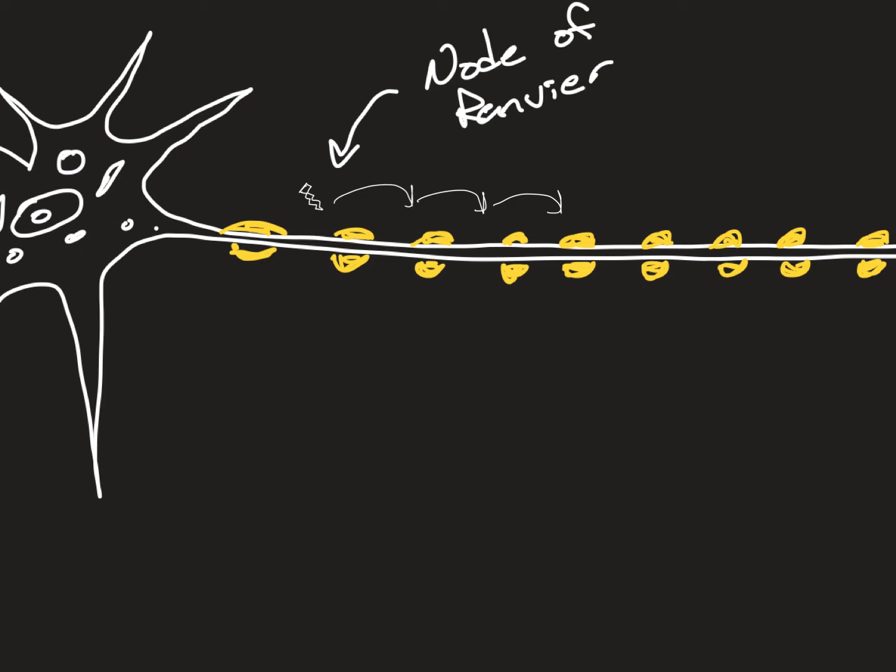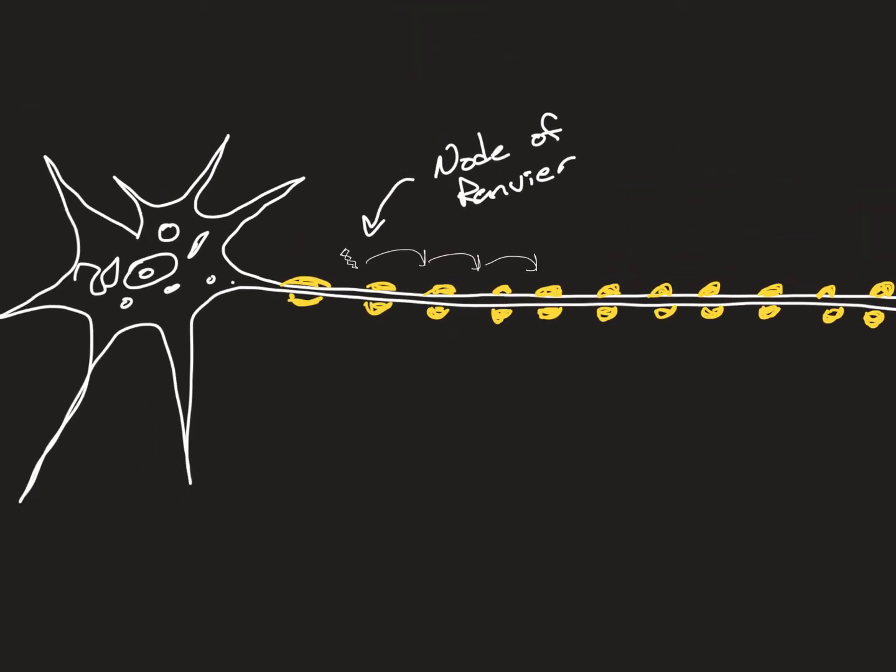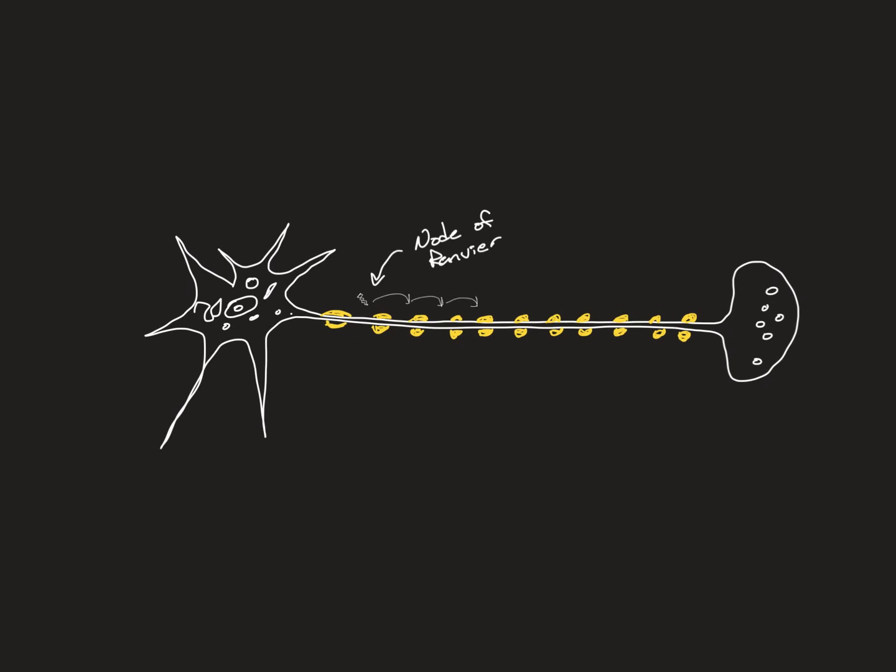That way there's a lot less travel time between the beginning of the signal and the end of the signal. These myelin sheaths allow you to think quickly and to react quickly. Without them, this signaling mechanism would not work.